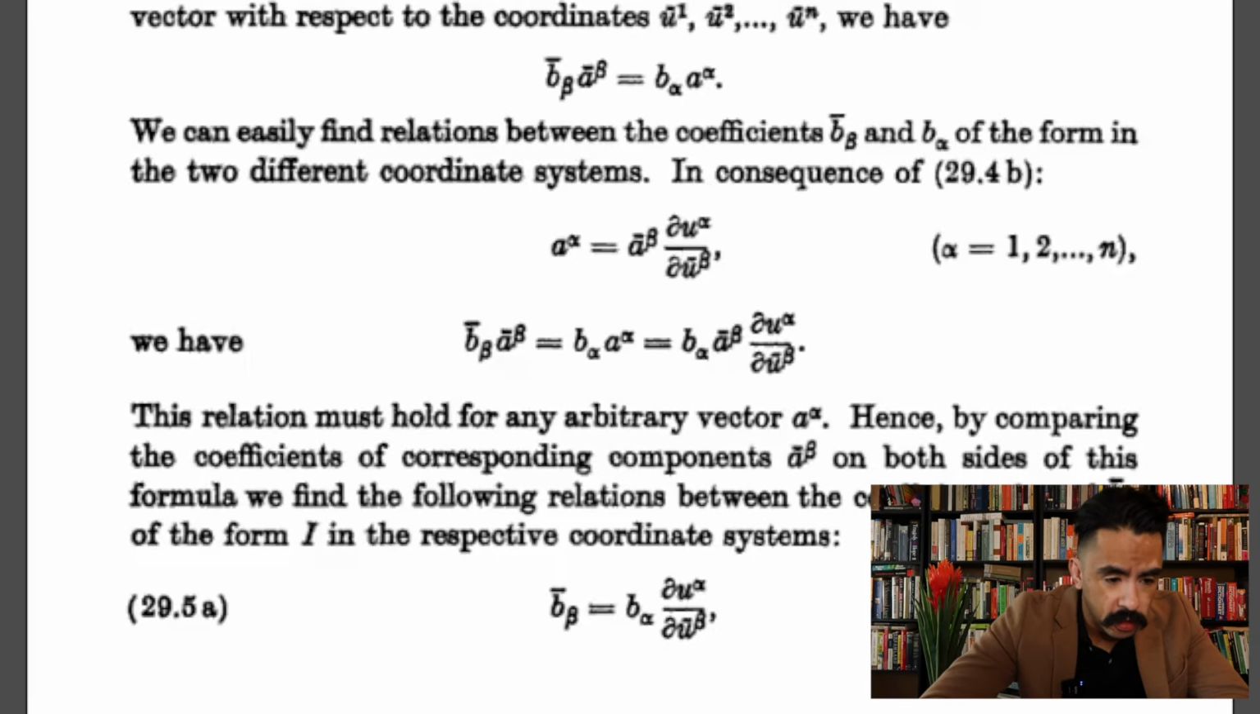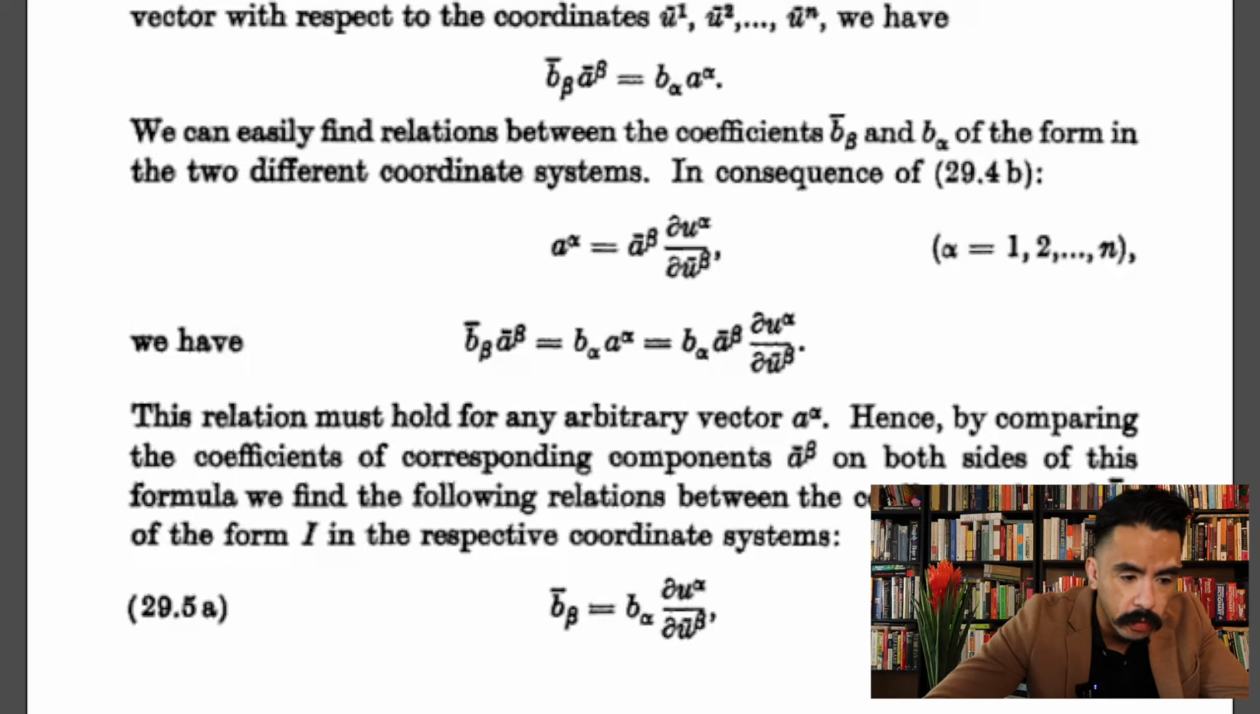We can easily find relations between the coefficients b over bar sub beta and b sub alpha of the form in the two different coordinate systems. In consequence of the previously given allowable transformation, we have that a alpha equals a over bar beta times partial u alpha partial u over bar beta, where alpha can be 1 through n, so that we have b over bar sub beta times a over bar superscript beta is equal to b sub alpha a alpha equals b sub alpha times a over bar beta partial u alpha partial u over bar beta.